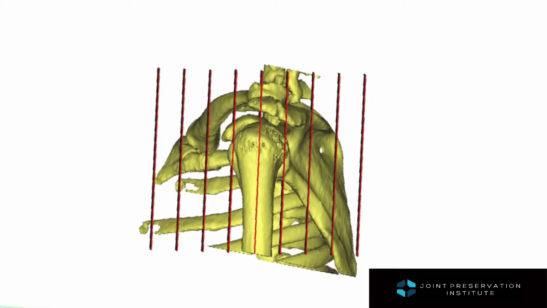This is an example of the same three-dimensional model, but now showing coronal images, which start from the front and move back sequentially. They are called coronal images because they are similar to the orientation of a crown, and this word comes from the Latin coronam, which is crown.